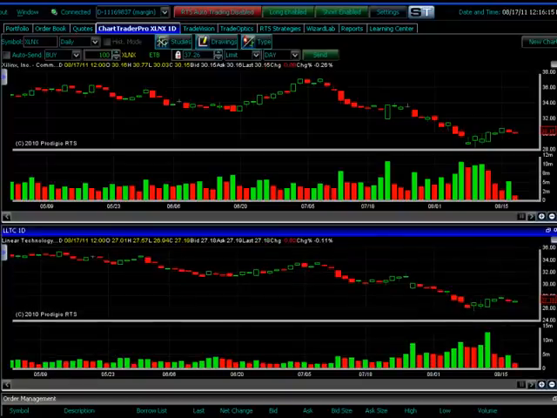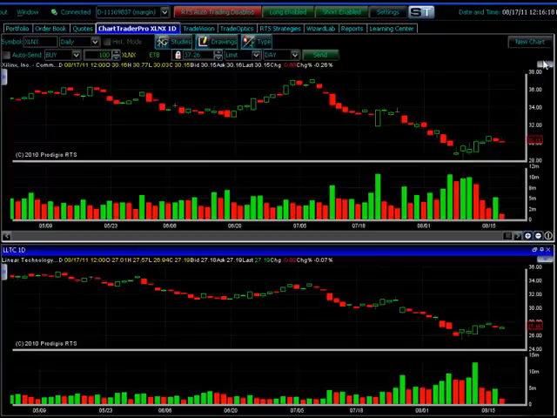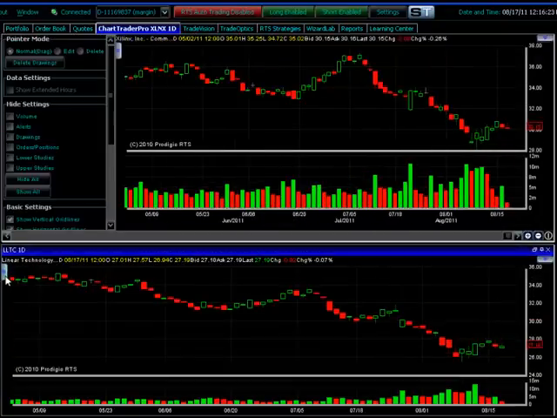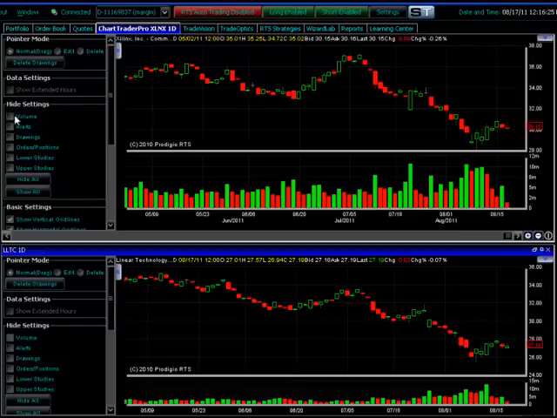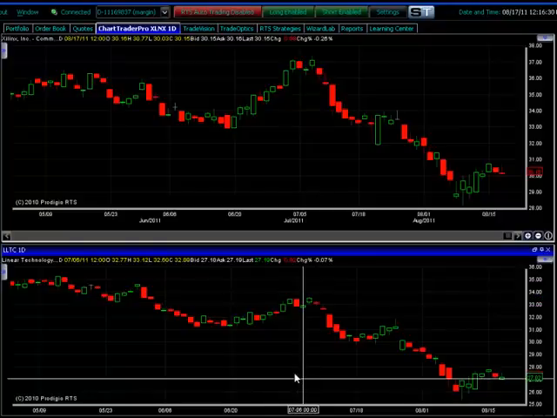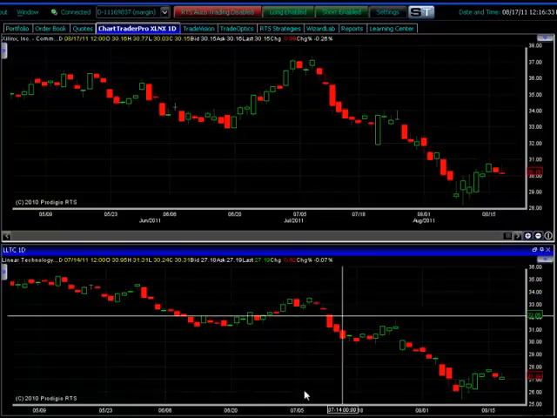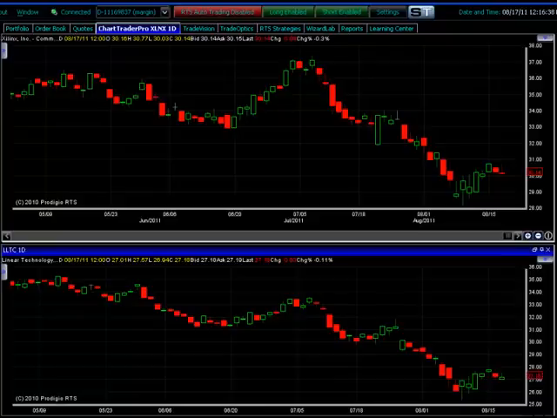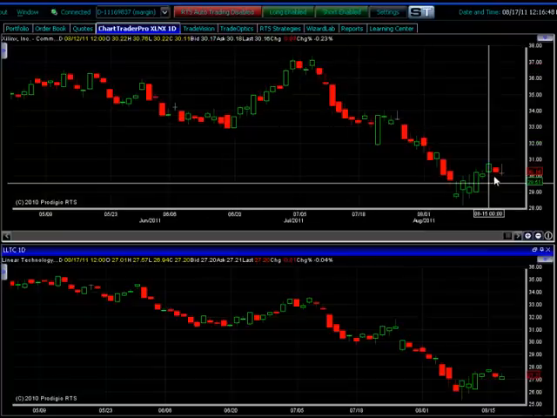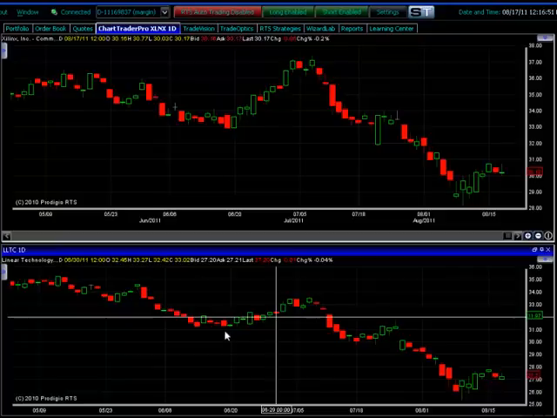And if I collapse some of these things, I can dock this off to the side. Let me also hide volume on these charts, so we're just going to focus on the price movement of these stocks. We want to align the x-axis so that they're both in relative proximity. And take a look at Xilinx versus Linear Technology here. You see how closely the curves of these stocks' price movement mirror one another.